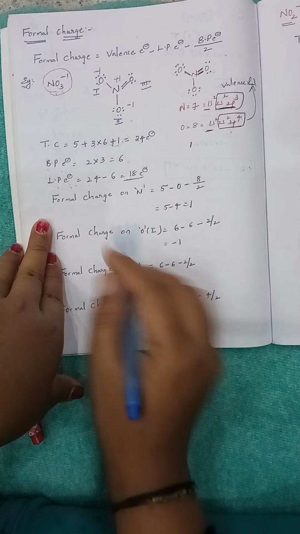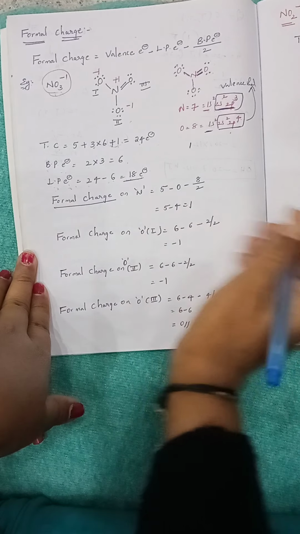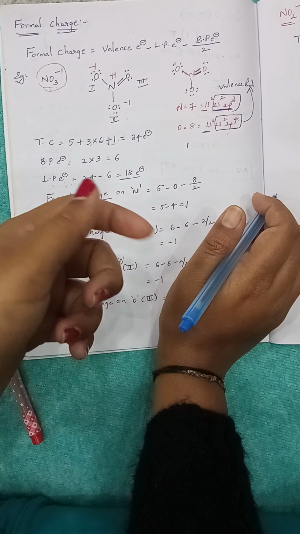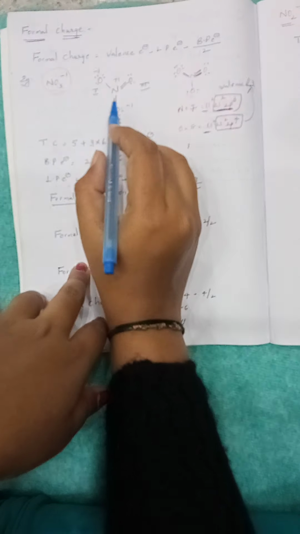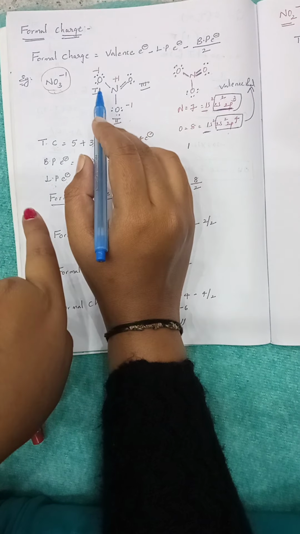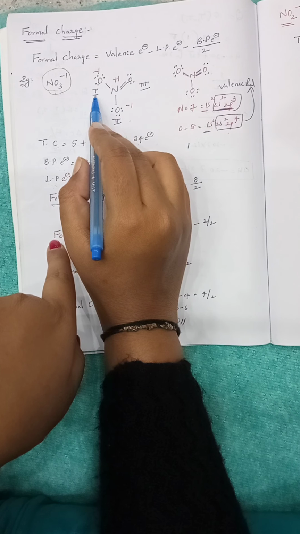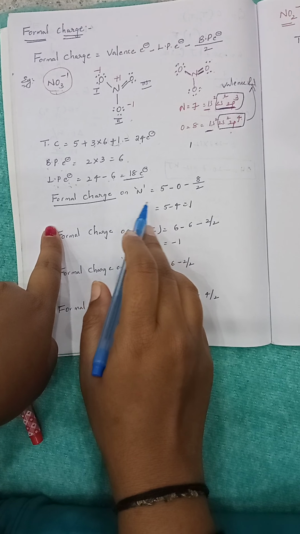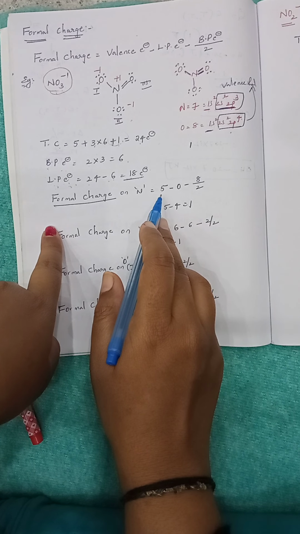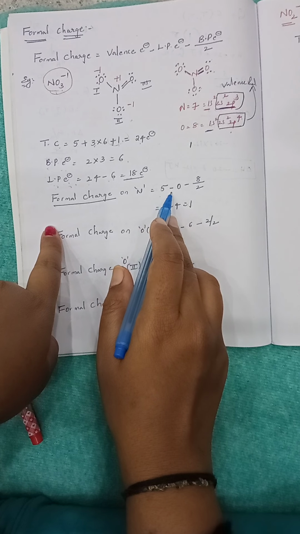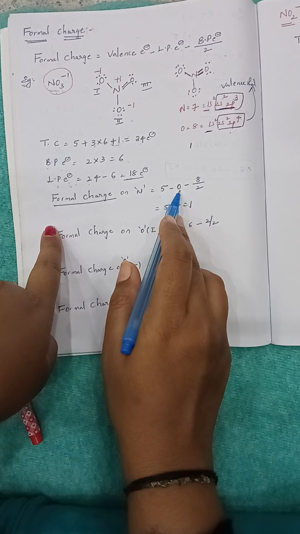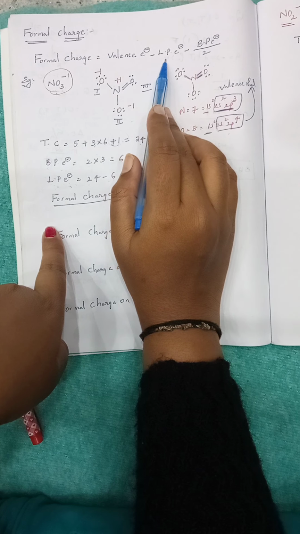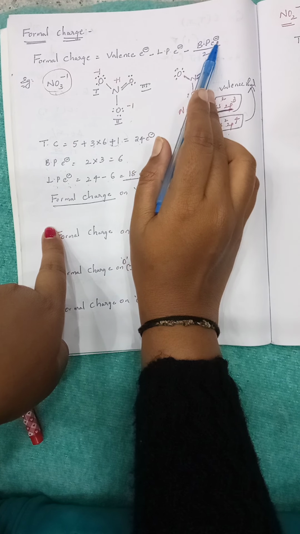So based on this structure, we can find out the formal charge. I already told you formal charge is related to each and every atom present in that molecule. So here totally nitrogen atom 1 is there, oxygens 3 are present. This is first oxygen, second oxygen, third oxygen. So formal charge on nitrogen is equal to number of valence electrons minus lone pair of electrons. This is the formula to calculate formal charge: number of valence electrons minus lone pair of electrons minus half of its bond pair electrons.